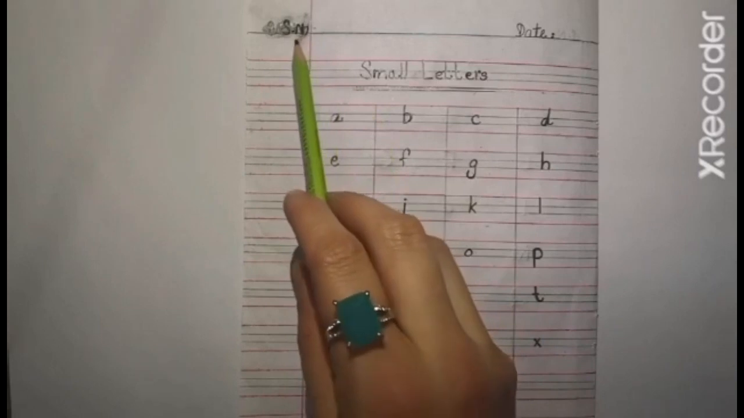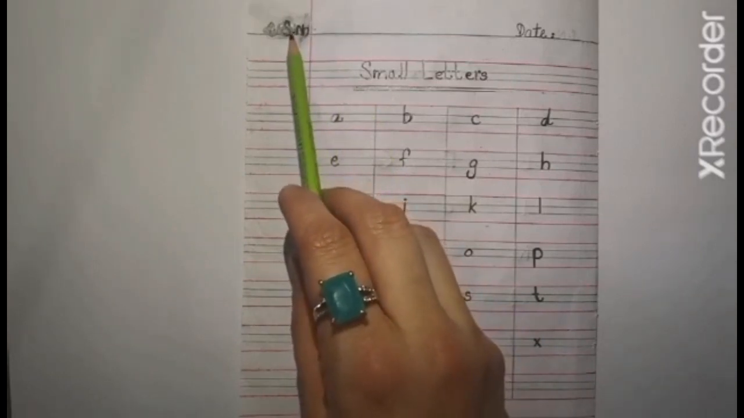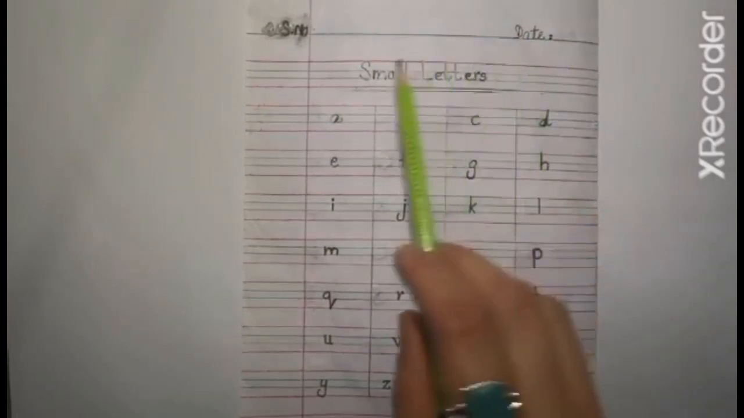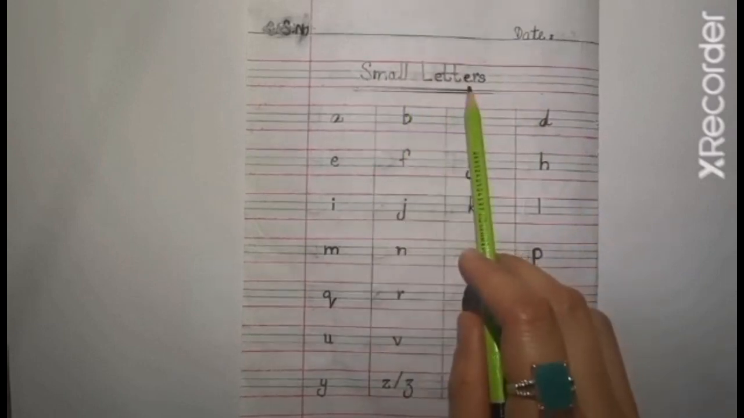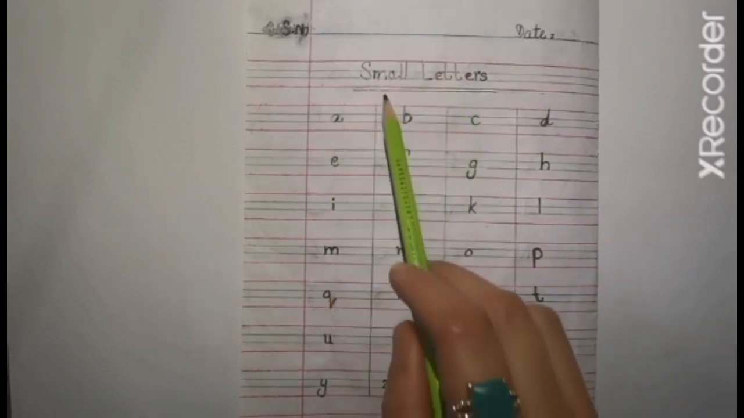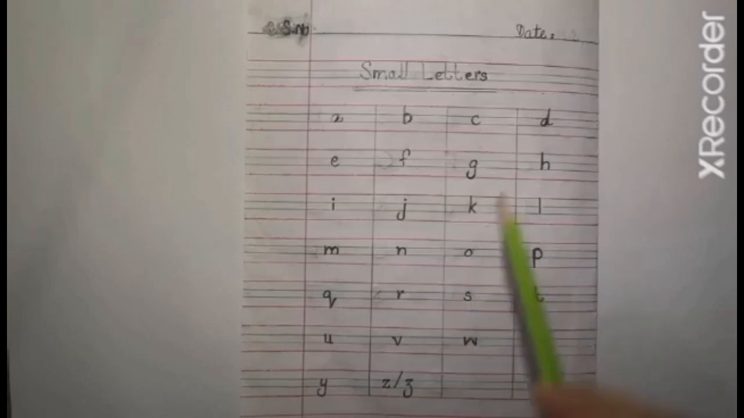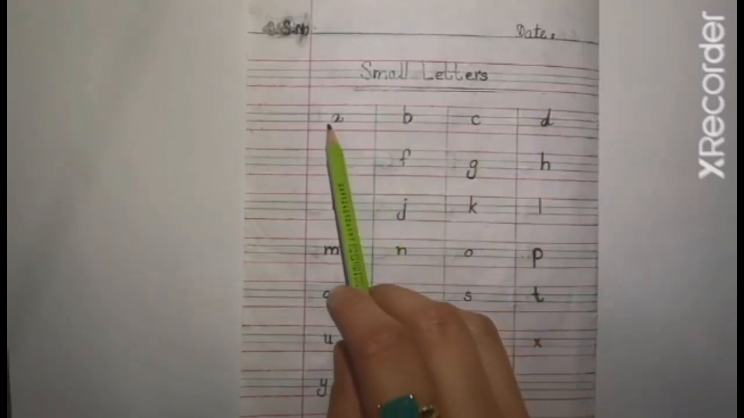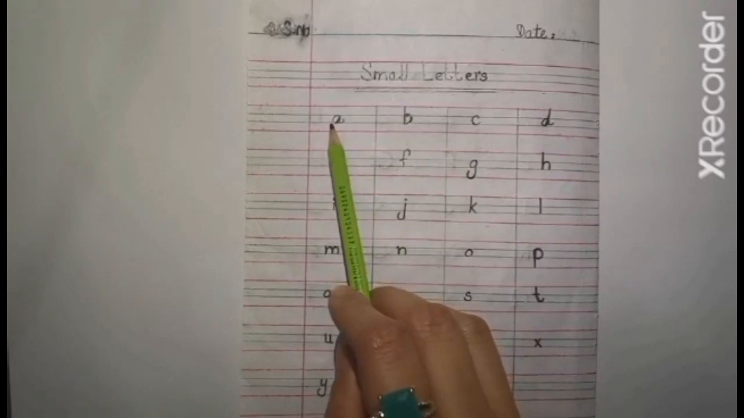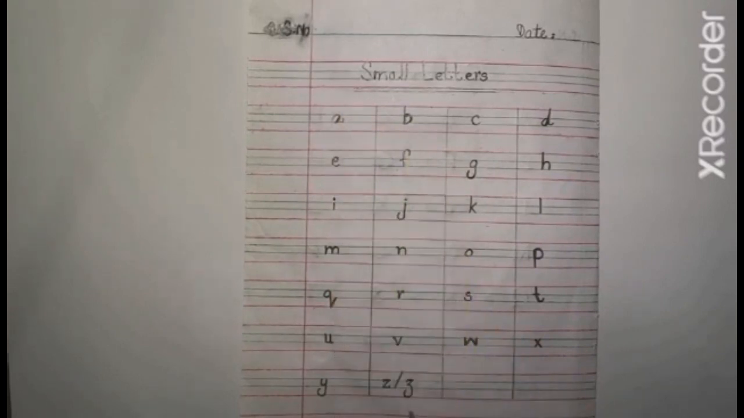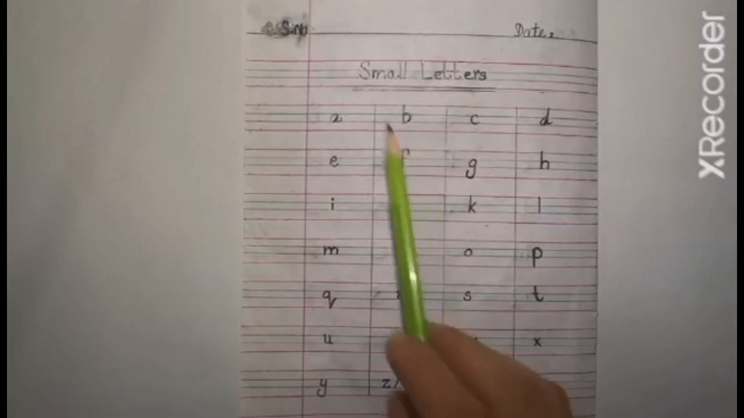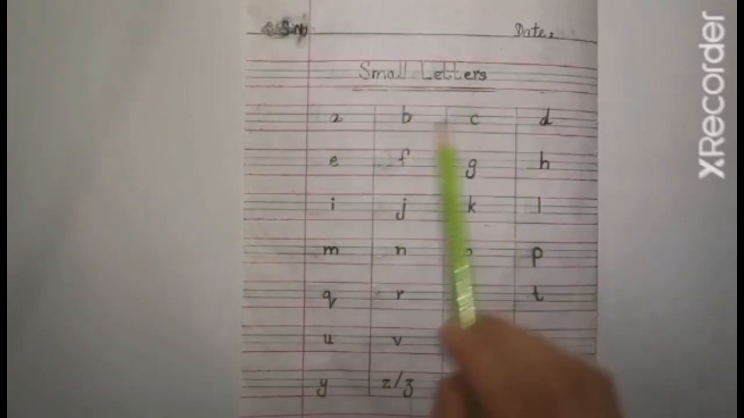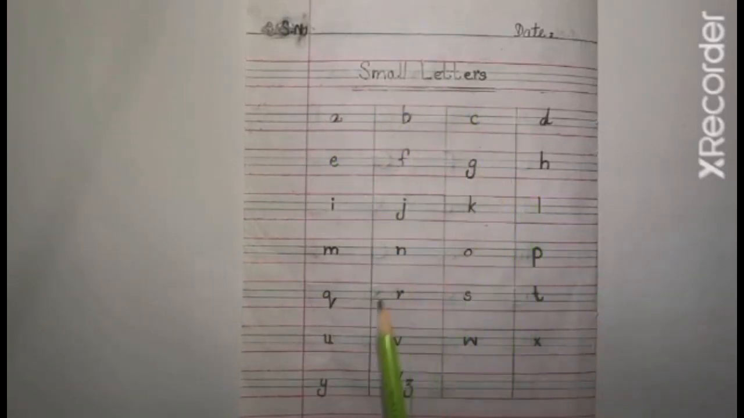Now come to the next page on your copies, write the same serial number and date and give the heading of small letters and draw the same 3 lines on your copies and start writing from A to Z. These are your small letters. These are all your small letters. You have to write down all these small letters on your copies.